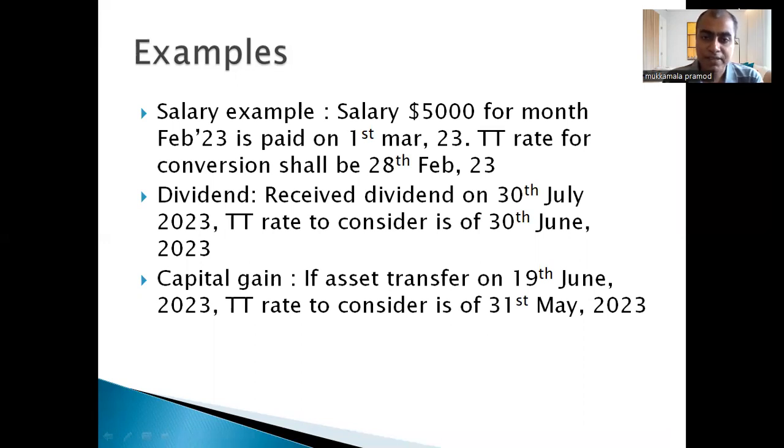In case of dividend, let's say the dividend is received on 30th of July, then the telegraphic transfer rate to be considered is of 30th of June 2023. And in case of capital asset, if the asset transfer has happened on, say, 19th of June, then the telegraphic transfer rate to consider is the last date of the preceding month, which is 31st of May 2023.